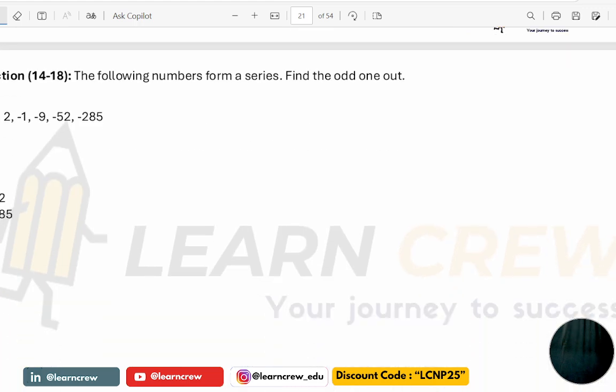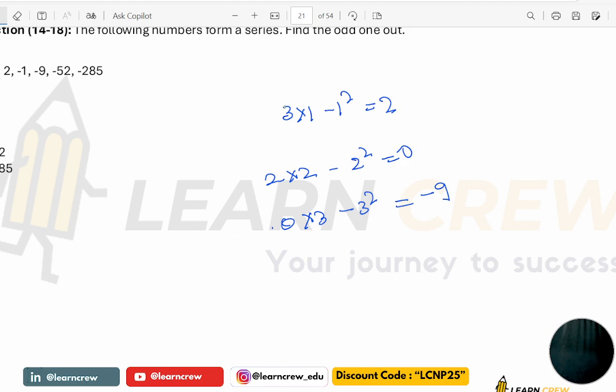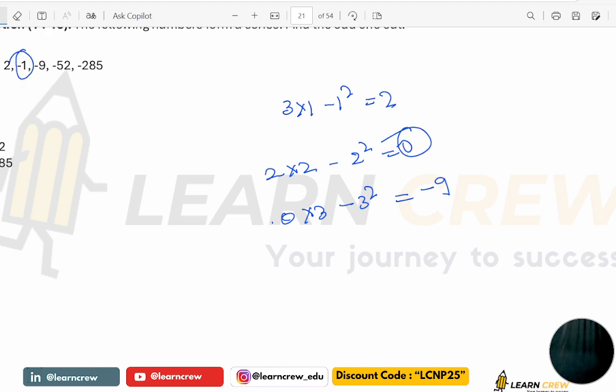Then the 18th one. 3, 2, minus 1, minus 9, minus 15. So it is going to decrease. So 3 into 1 minus 1 square is 2. 2 into 2 minus 2 square is 0. So 0 into 3 minus 3 square is minus 9. So 3, 2, minus 1 is not right. 0 has to be there. Minus 1 is the wrong term.